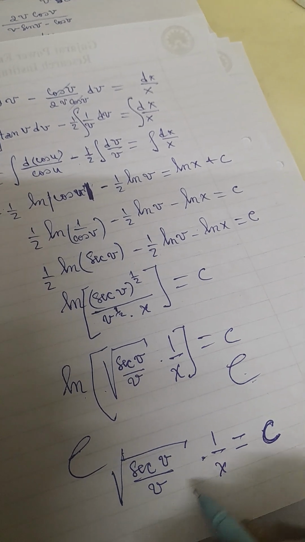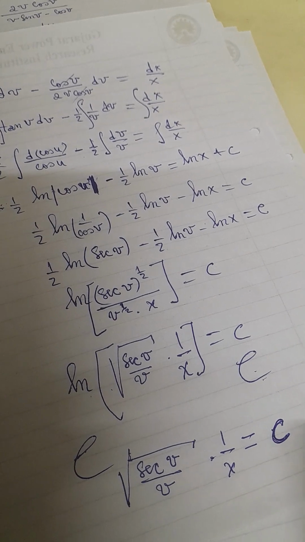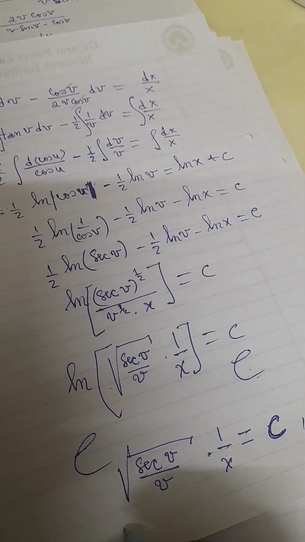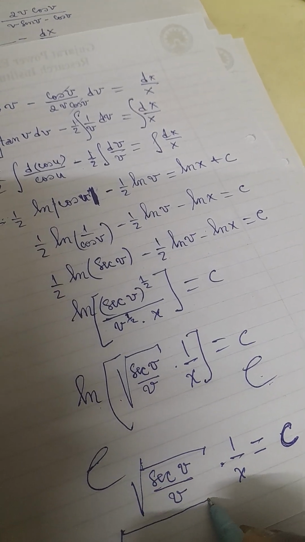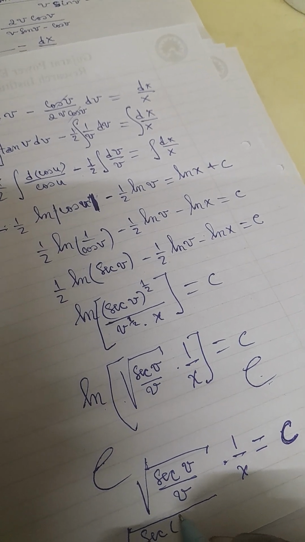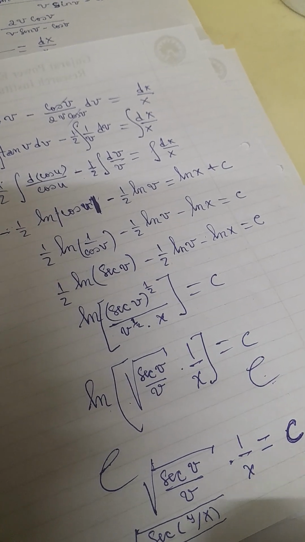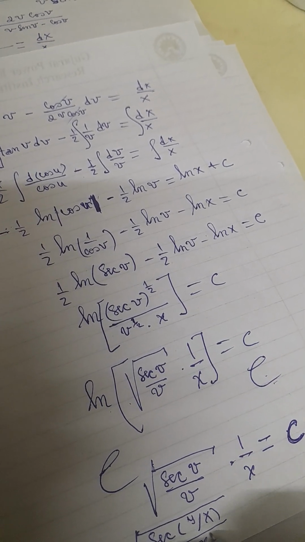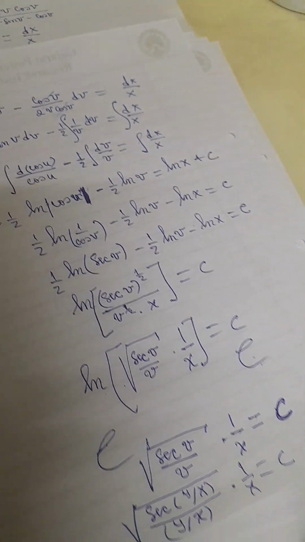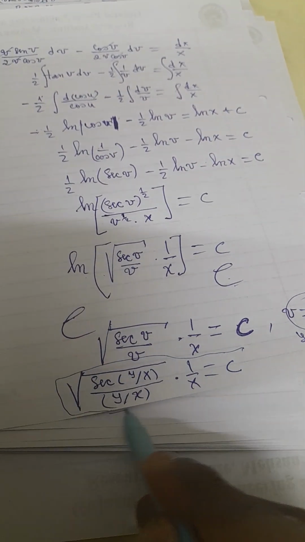So what is v? We know that v is equal to y upon x, because y is equal to vx. Substitute here, and you are going to have root of sec of y upon x, upon y upon x, times 1 upon x is equal to c. You see this expression here?